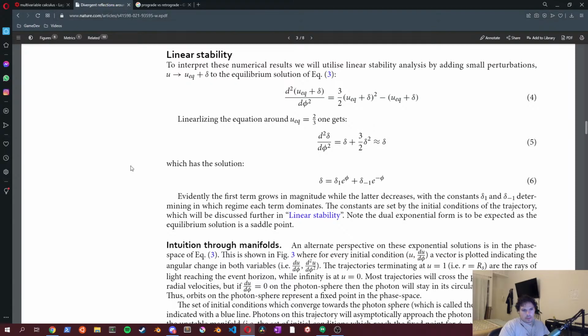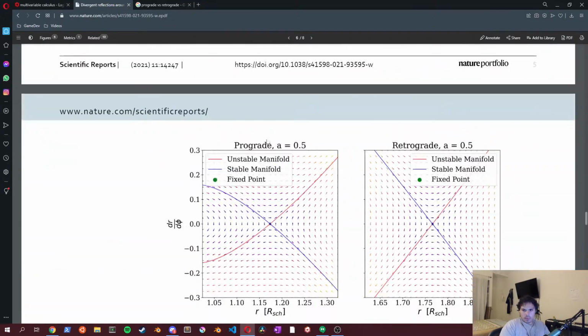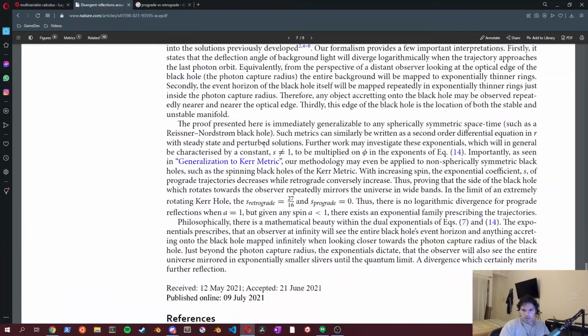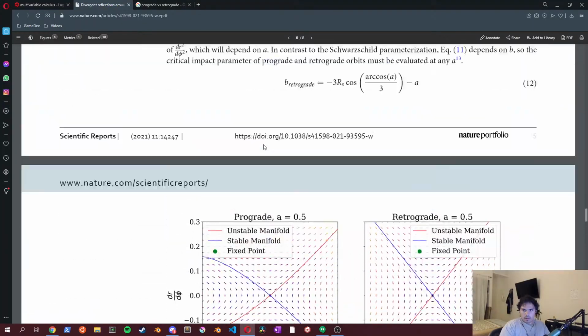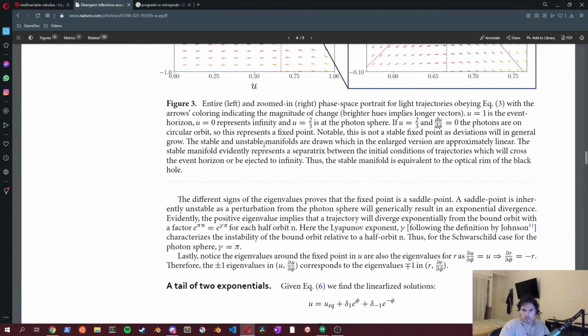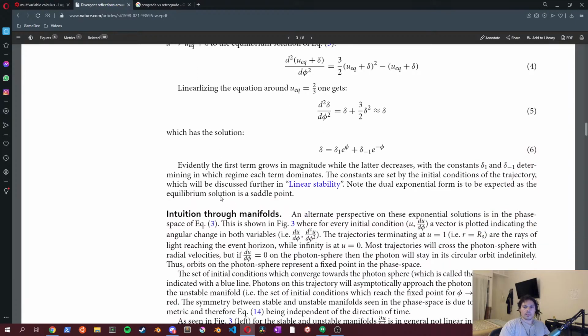All right, so on to linear stability. Let's see what we got here. Work-wise, a little bit still, 7 pages. Okay, I'm going to go for maybe another 10 minutes and then maybe we'll come back to this tomorrow.